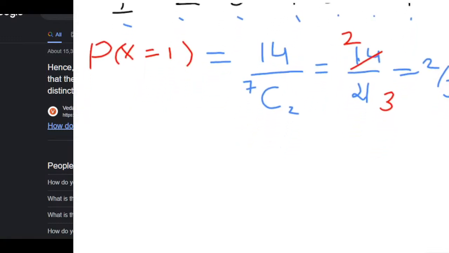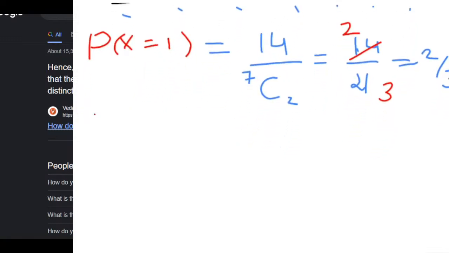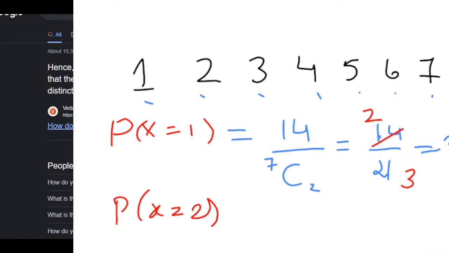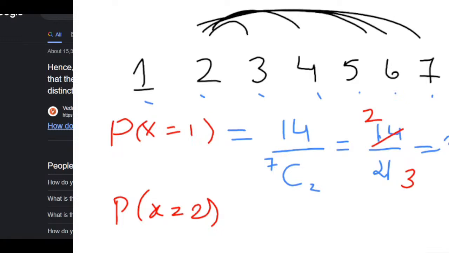Next, for getting x is equal to 2. Okay, so when will x be 2? X will be 2 when I choose 2 and 3, 2 and 4, 2 and 5, 2 and 6, and 2 and 7, but not with 1, right? I should not choose 1, or the smallest number becomes 1.